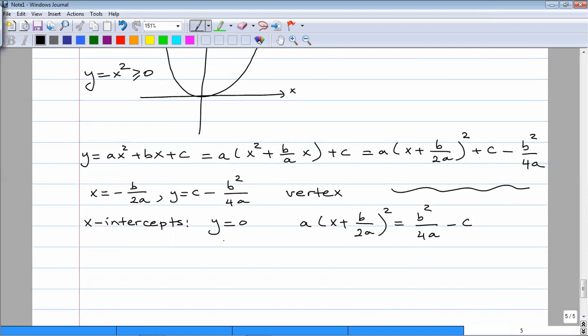when you take y equals 0, so x plus b over 2a squared is, you divide by 1 over a. So this is where b squared minus 4ac comes from.